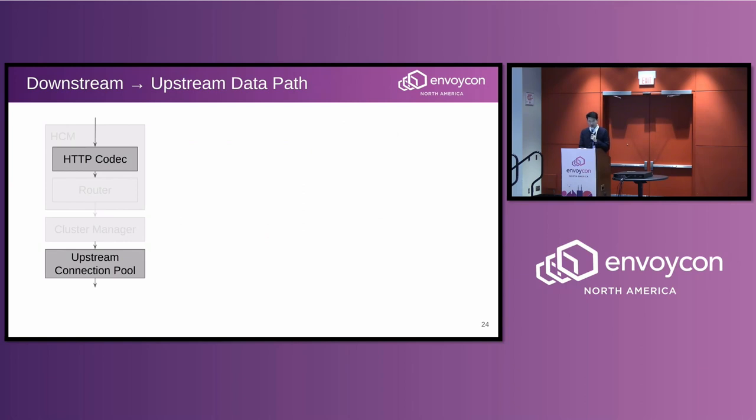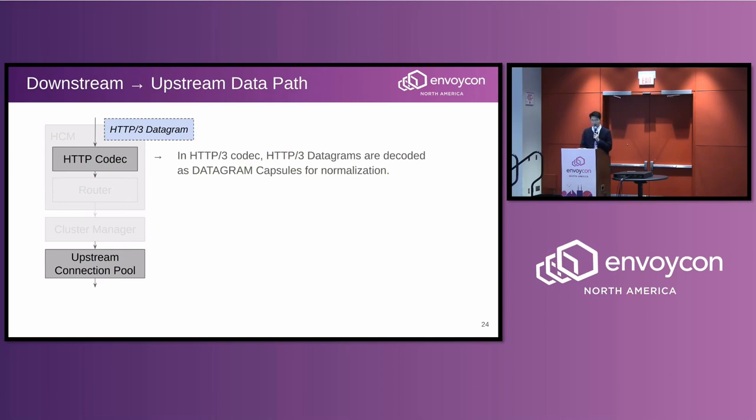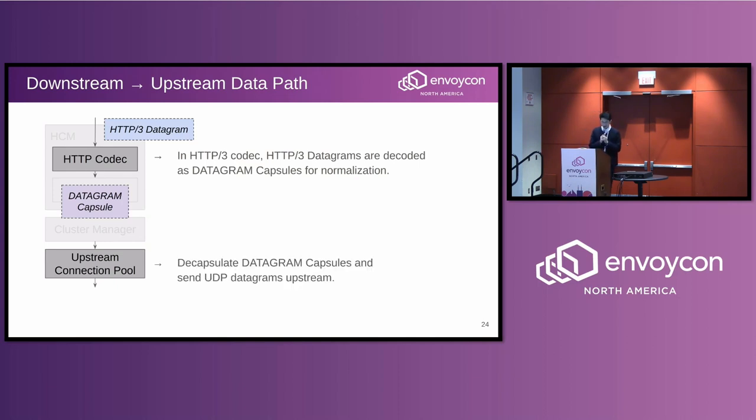Now let's briefly see how Envoy handles the H3 datagram and capsules with our changes. First, we made the H3 codec decode H3 datagrams as datagram capsules for normalization. This is mainly so that our internal Envoy processing logic can do everything on top of datagram capsules, regardless of the HTTP downstream version. The upstream connection pool can just decapsulate the datagram capsule and send the payload as UDP datagrams upstream. So it becomes UDP datagrams from the perspective of the target server.